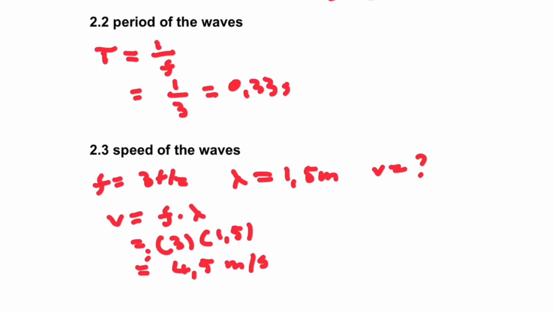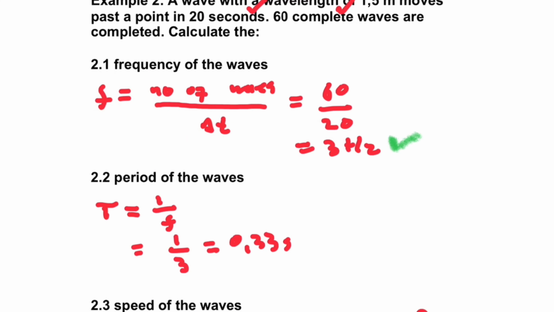And there we go. We have the frequency, period, and speed of the waves. Just to emphasize, frequency is also equal to the number of waves divided by the time taken, right? Because we are interested in how many waves are passing a point in 1 second. So we can use the number of waves divided by the total time taken. Let's move to the following example.